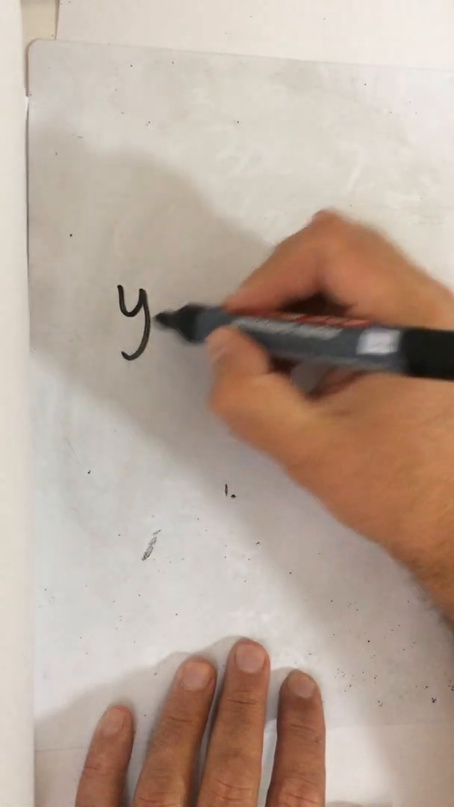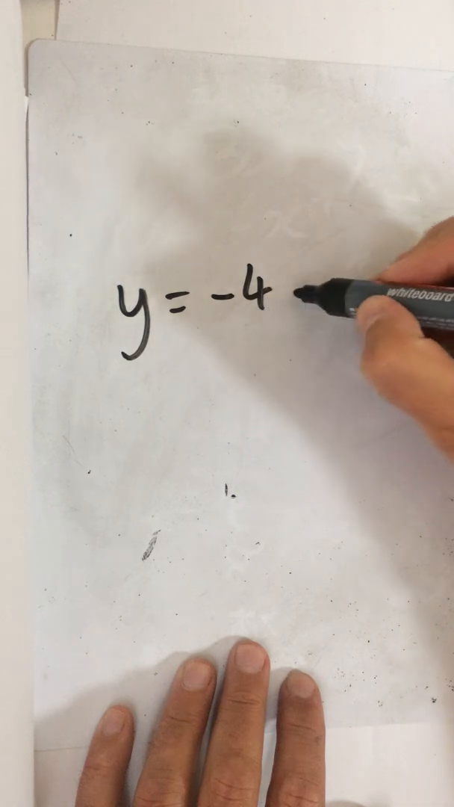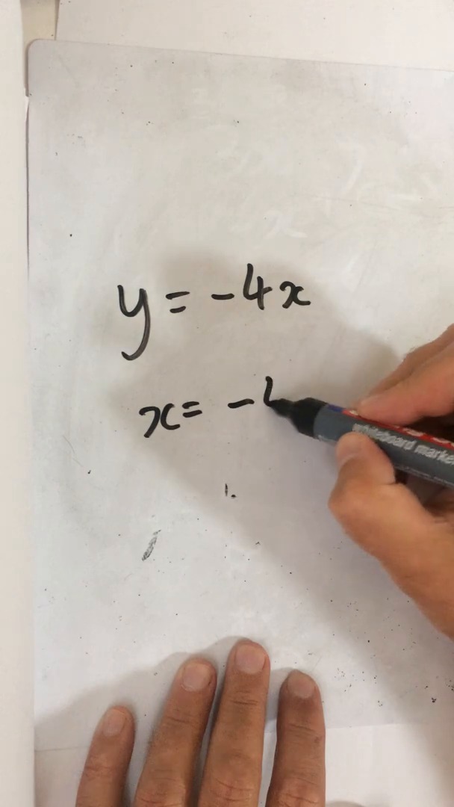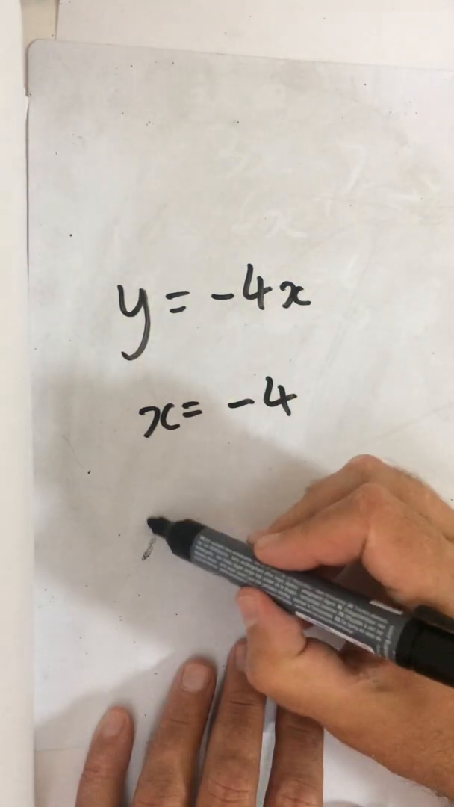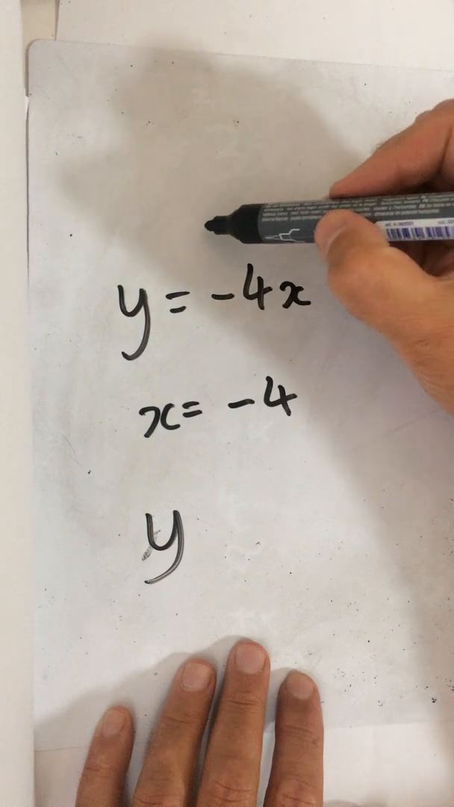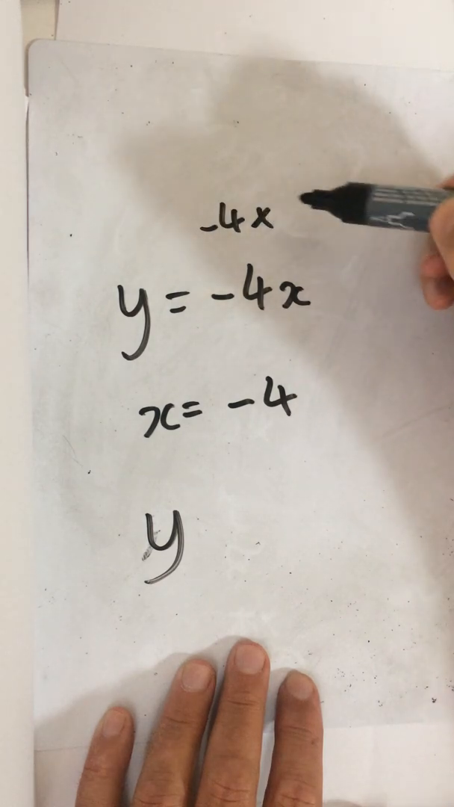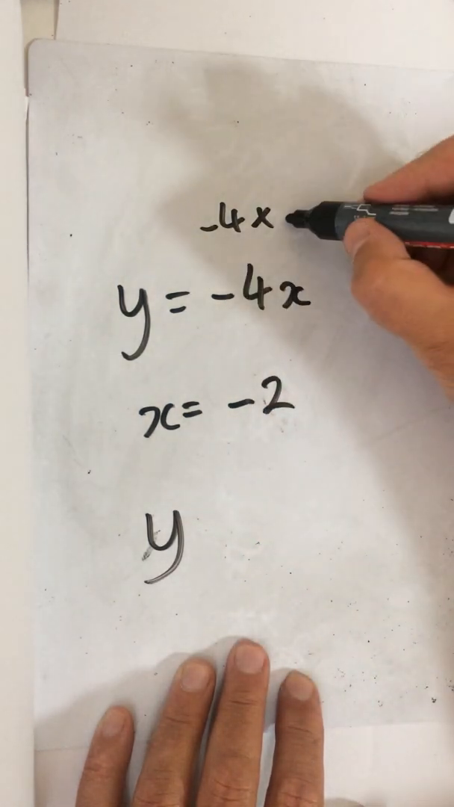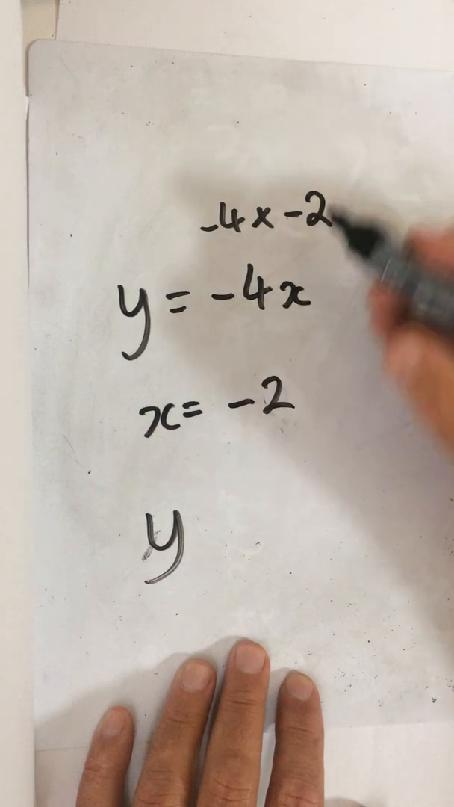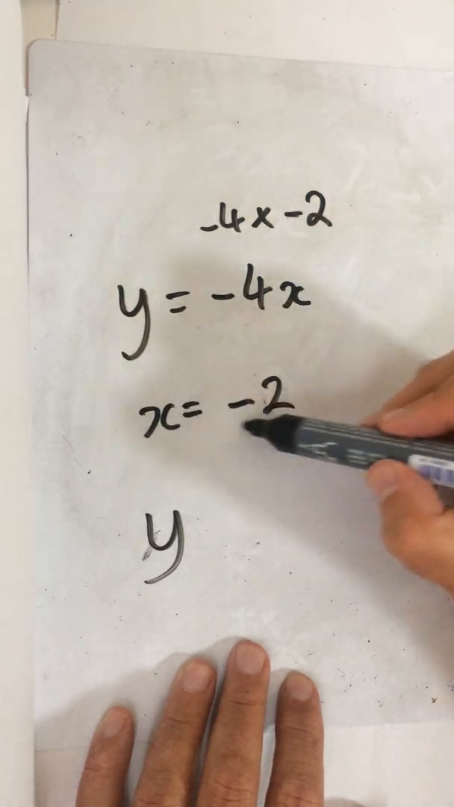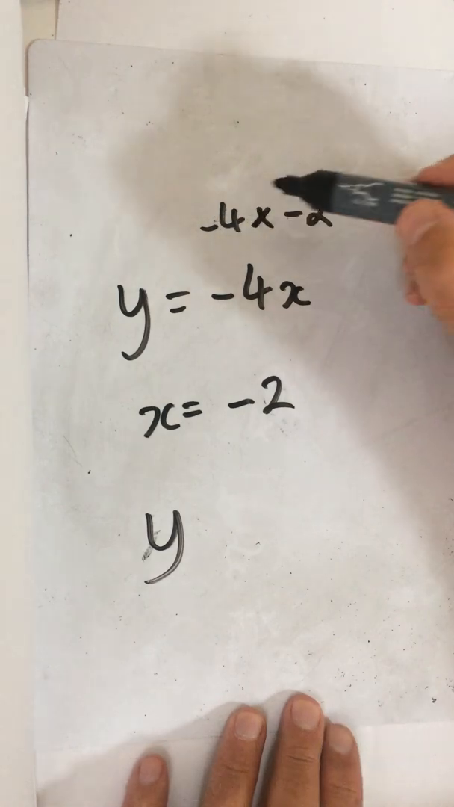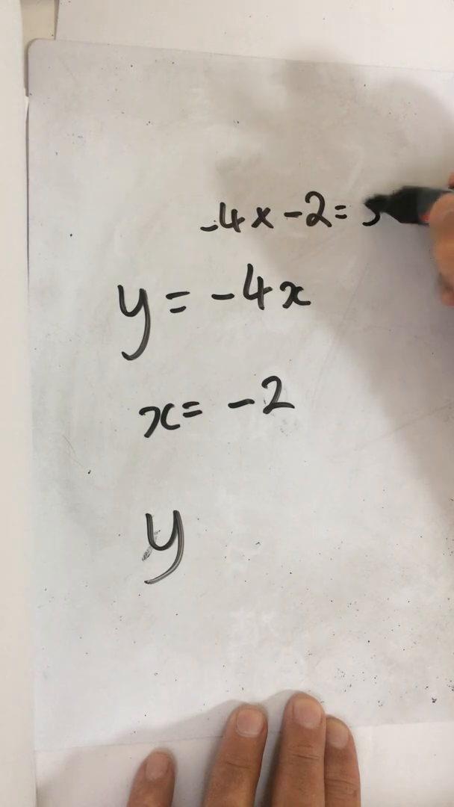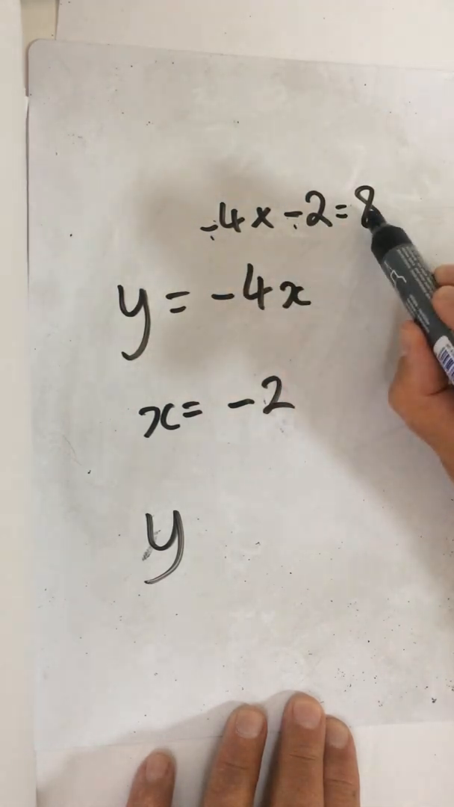If you had y is equal to minus 4x and x was equal to minus 2, what is the value of y? The equation is minus 4 times x, and x is minus 2, so it's minus 4 times minus 2, because you're substituting x with minus 2. Minus 4 times minus 2 is a positive 8, because a negative times a negative is a positive.